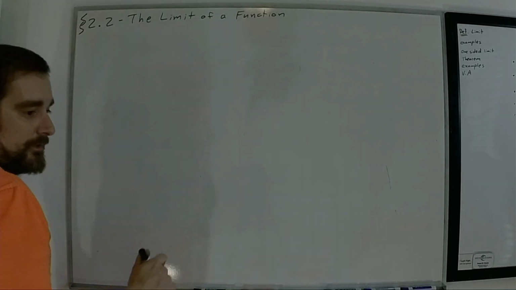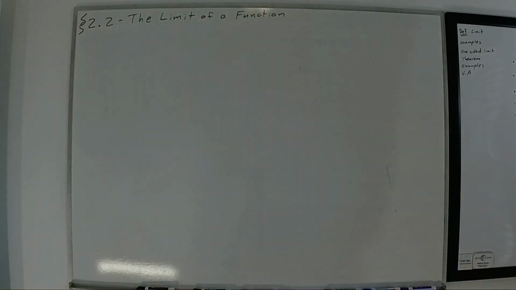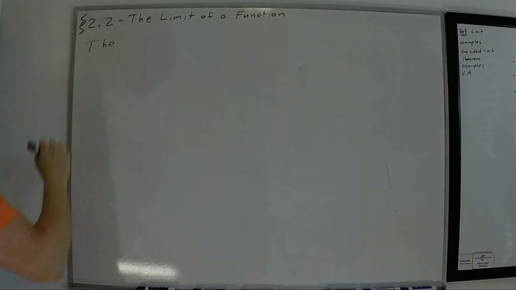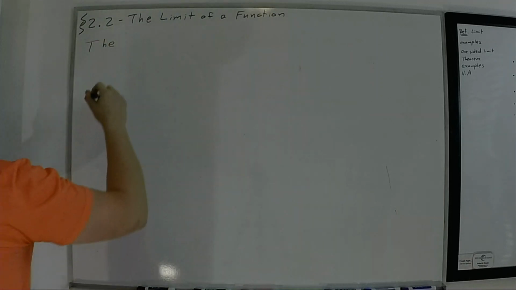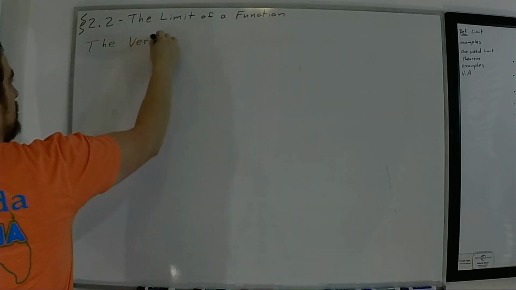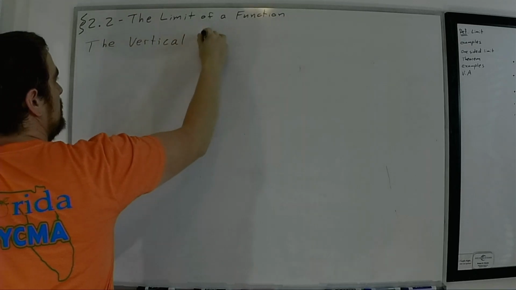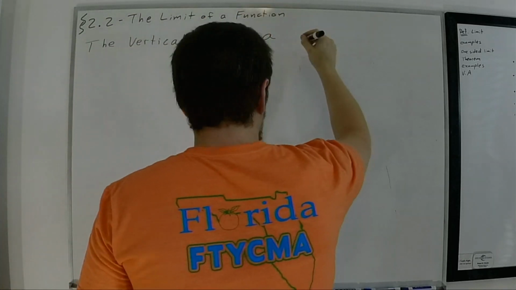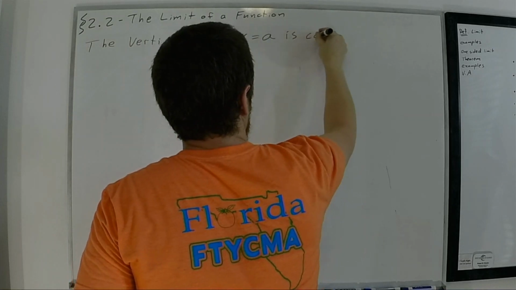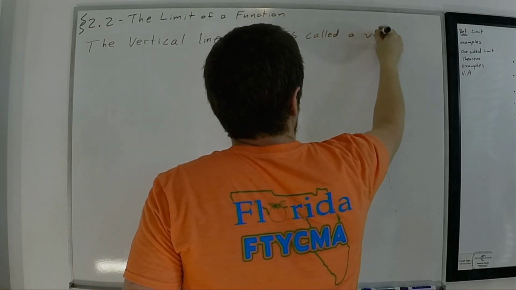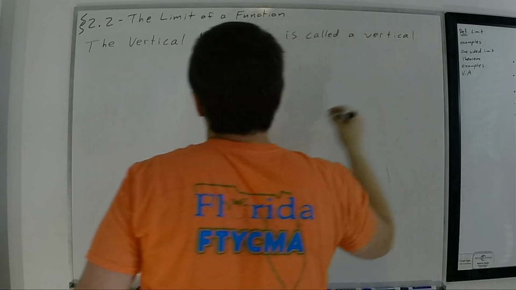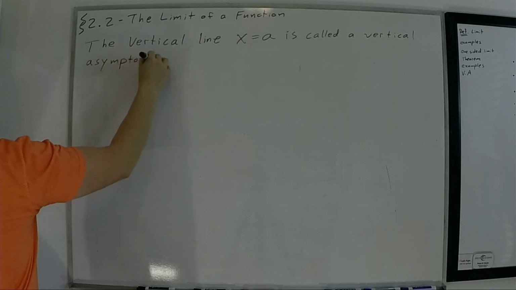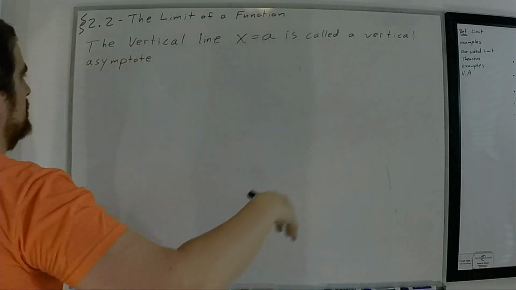So what I want to look at now is just bringing something back into the picture from college algebra or pre-calculus, and then we'll be done. We'll wrap this up. The vertical line, x equals a, is called a vertical asymptote. And we'll refresh on horizontal asymptotes in a later section.